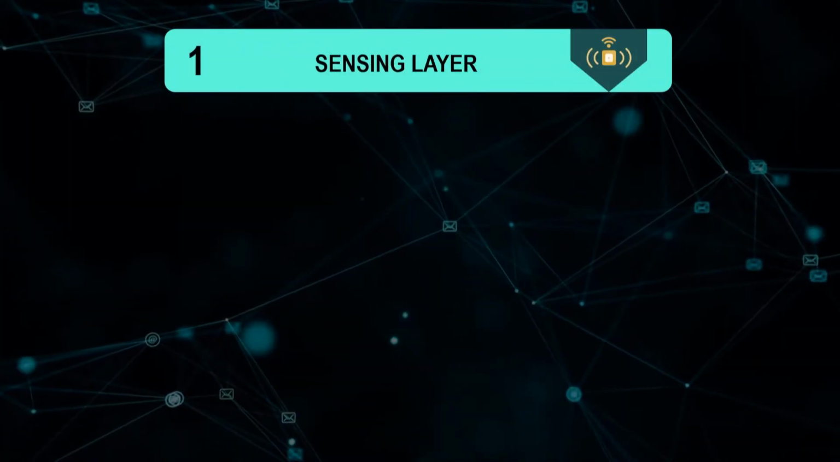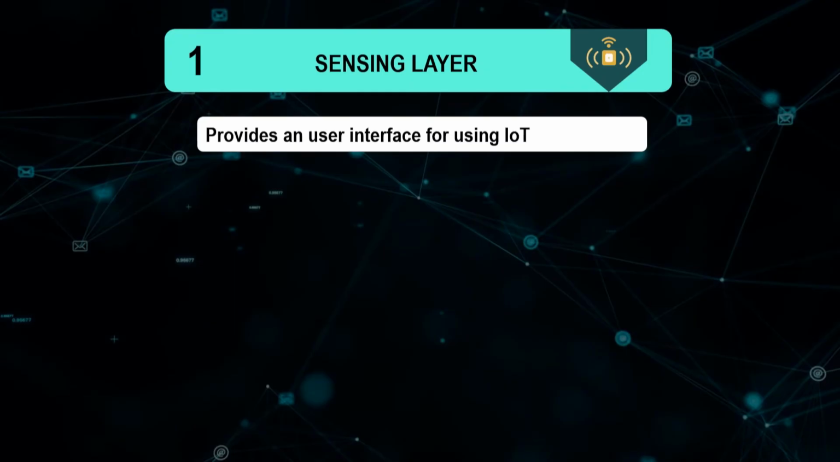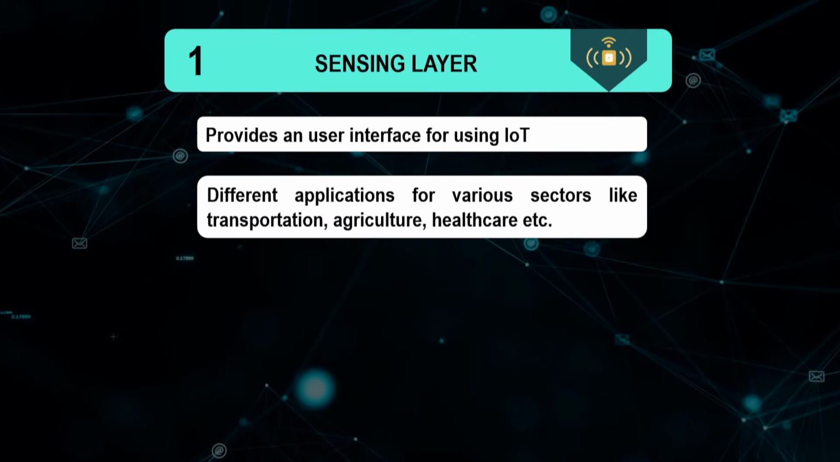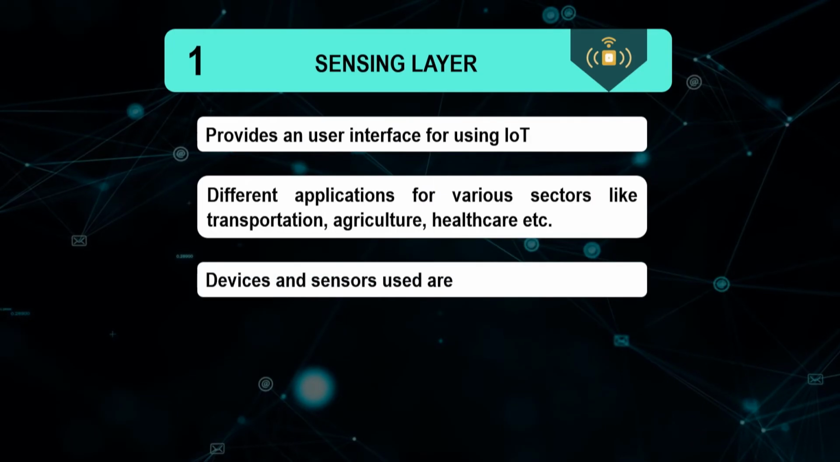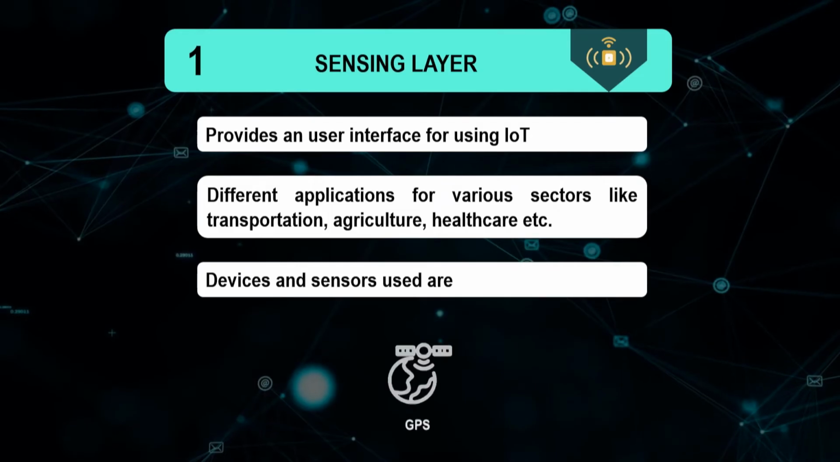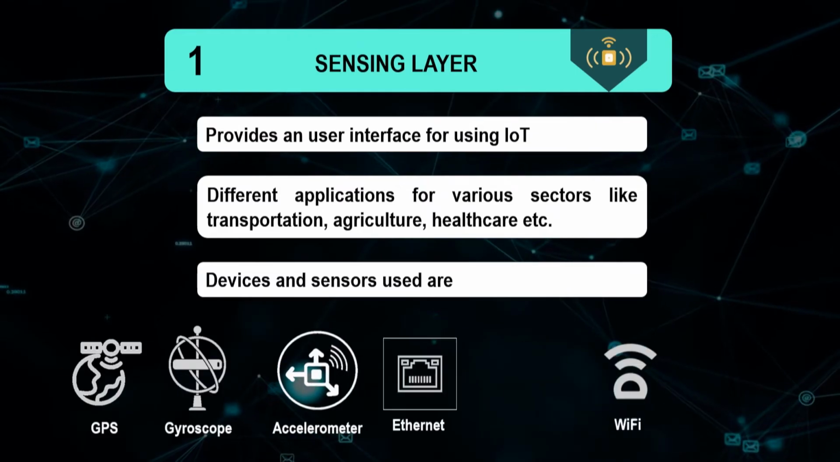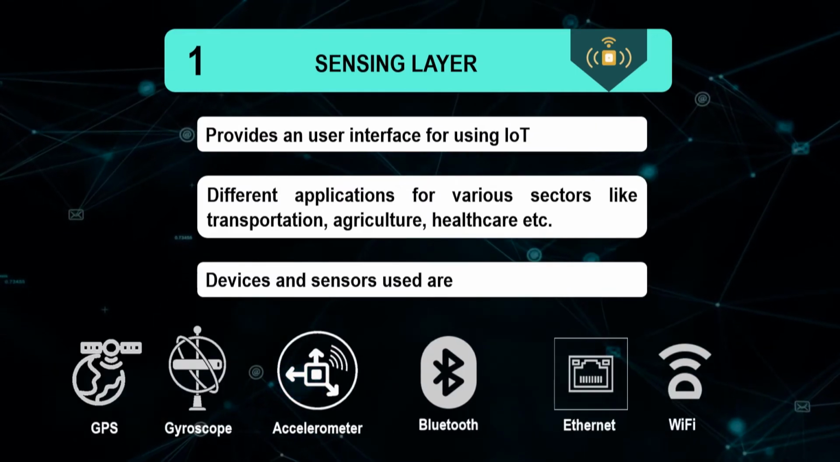The sensing layer or the device layer provides a user interface for using IoT, and it uses different applications for various sectors like transportation, agriculture, healthcare, home, roadways, wherever you are using. Some devices or sensors are GPS sensors, gyroscope, accelerometer, Wi-Fi sensors, Bluetooth sensors, soil sensor, temperature and humidity sensor, or air quality management sensor. Any sensors will be in the device layer or the sensing layer.